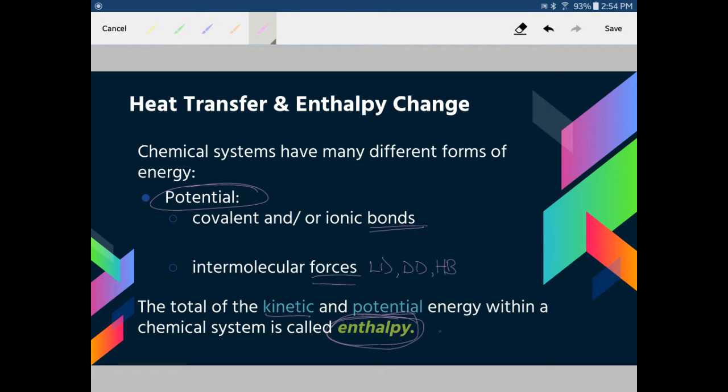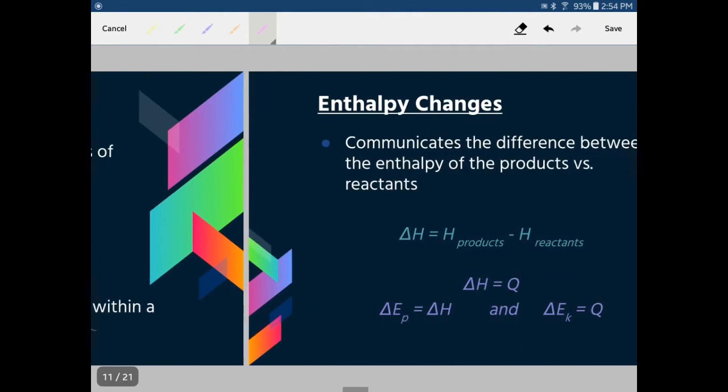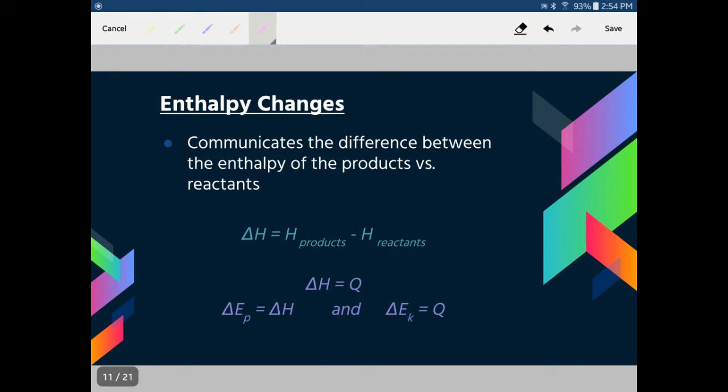Now, when we look at enthalpy, we generally look at it in terms of one form of these energies in order to calculate the total enthalpy, but we can use what we know of conservation of energy to calculate this total enthalpy in a system. So enthalpy change communicates the difference of enthalpy between products and reactants. We can look at the change in enthalpy as the enthalpy of our products minus the enthalpy of our reactants.